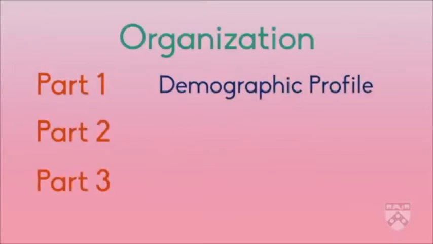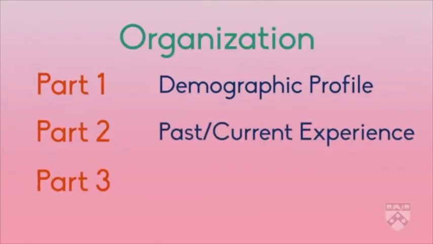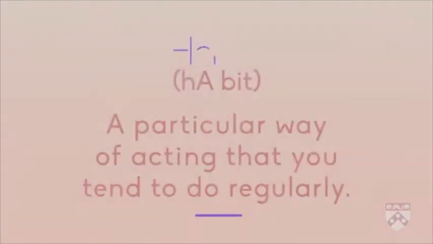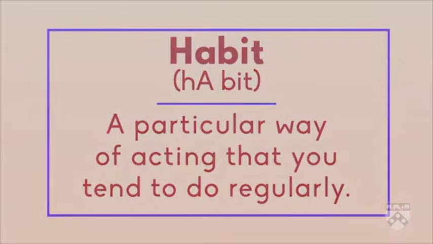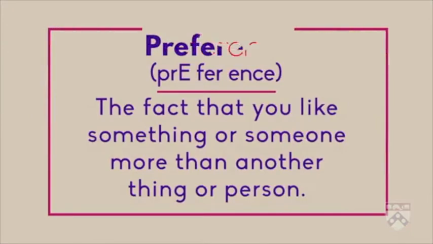Part 2 is information about past or current experience. This can include habits, things that people do regularly, such as brushing their teeth, and preferences related to a new product. Let's imagine that we're writing a survey for a new toothbrush, a new type of toothbrush, while we look at question types for habits and preferences.